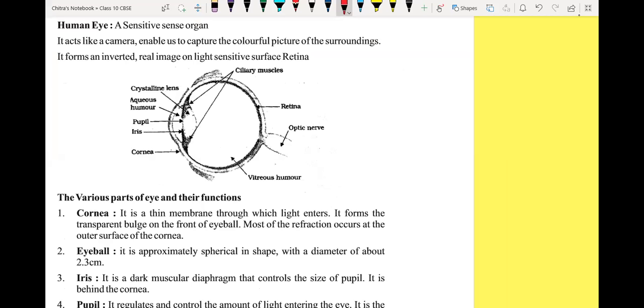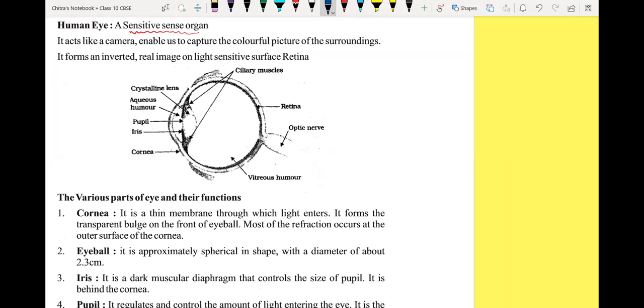Students, now we are going to understand the human eye. The human eye is one of the sensitive sense organs of our body. We have 5 important sense organs, and one of them is the human eye, by which we can sense vision.